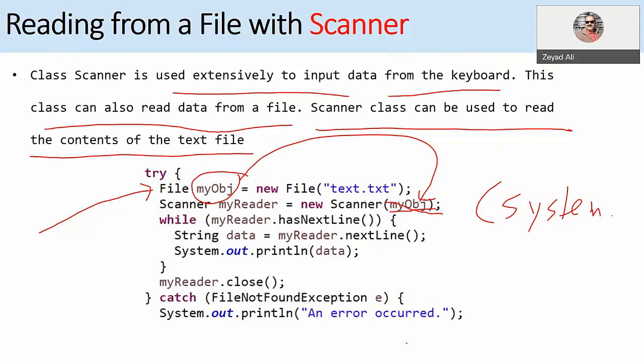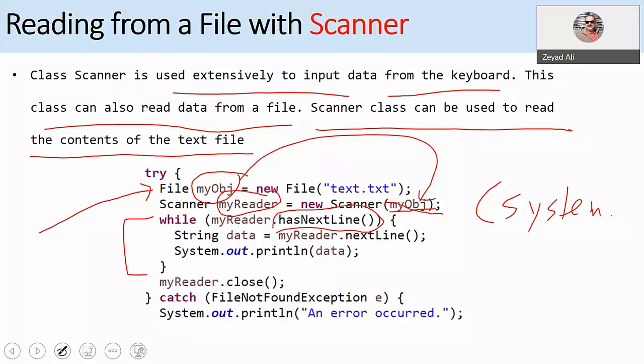You remember how Scanner works. Scanner has many methods, like hasNextLine, nextInt, nextDouble. Look at the while loop, which is also very important. If someone asks you to read a file line by line using a Scanner, this is very simple. Look here, while my reader, which is a Scanner, hasNextLine method will return true as long as there are more lines in the file to be read.